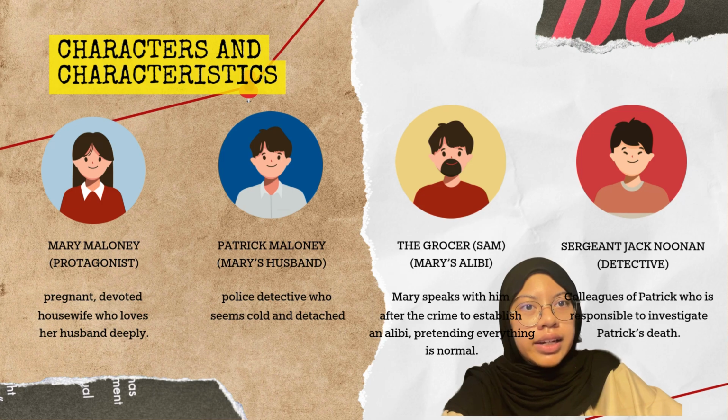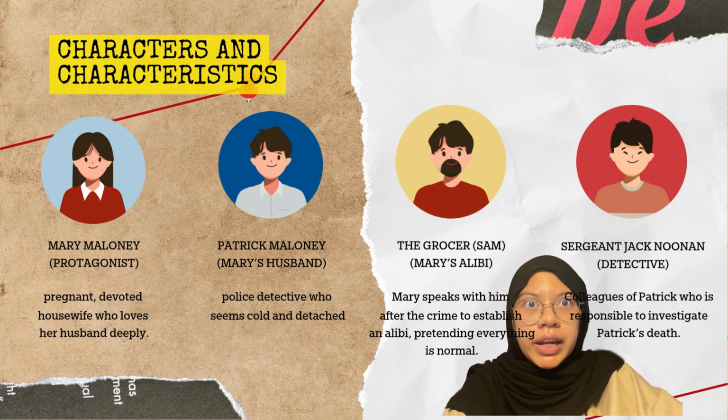The second character we have is Patrick Maloney, Mary's husband. Patrick Maloney is a police detective who seems cold and detached. The third character we have is the grocer named Sam, Mary's alibi. Mary speaks with him after the crime to establish an alibi, pretending everything is normal.